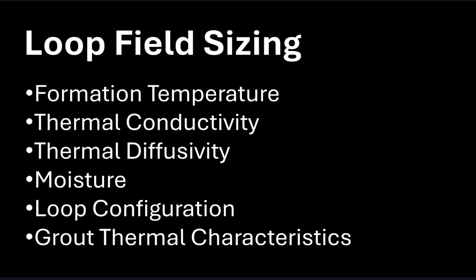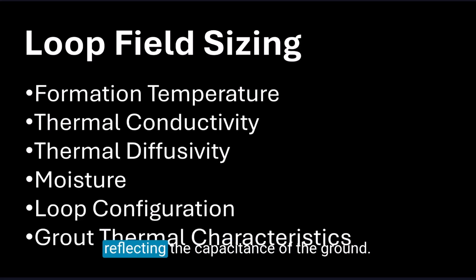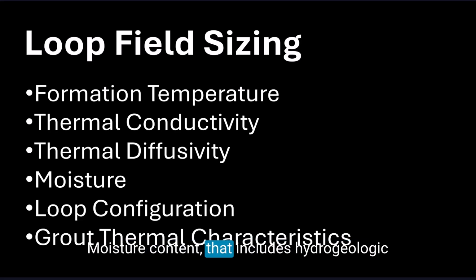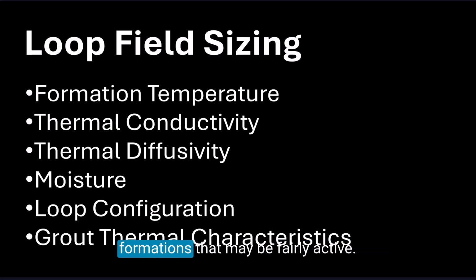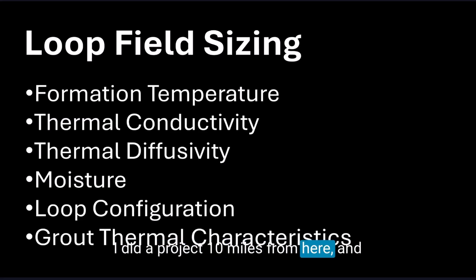aware of that. The thermal conductivity is the ability of the soil to conduct heat. The other characteristic, which is very important, is thermal diffusivity, really reflecting the capacitance of the ground. Then there's moisture content. That includes hydrogeologic formations that may be fairly active. I did a project 10 miles from here, and at 286 feet down, we hit a 6-foot void, which was actually an underground river. That could have a tremendous impact on how well that loop field actually works.